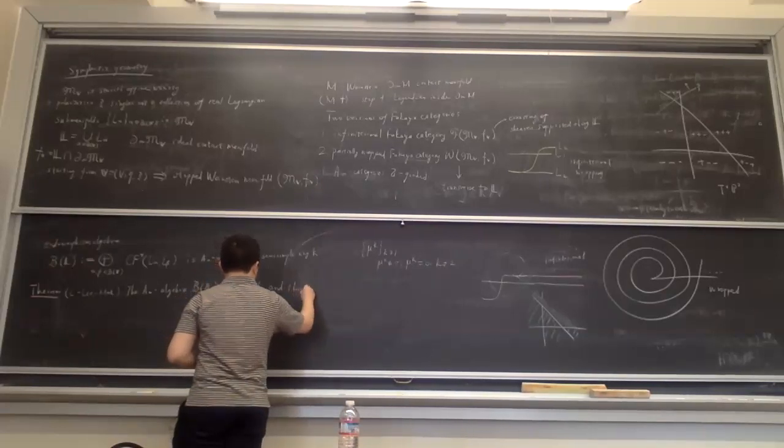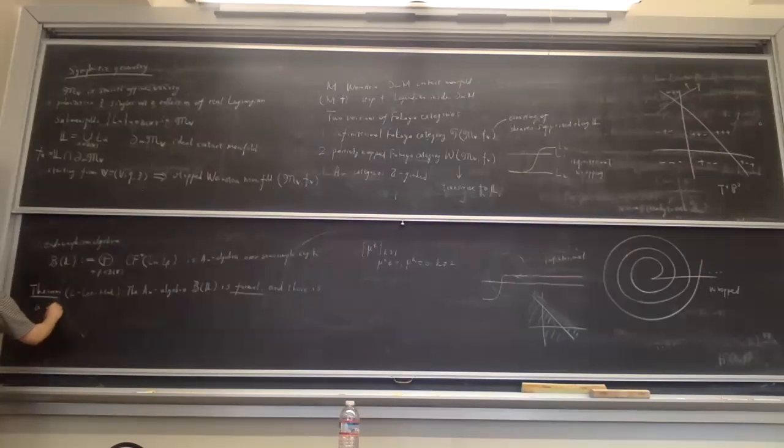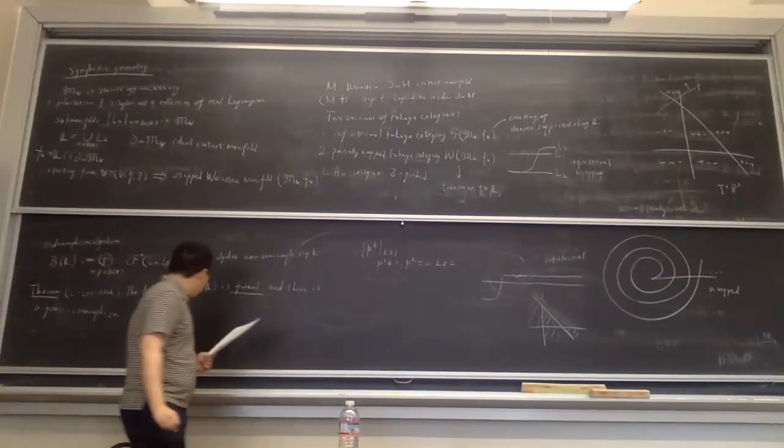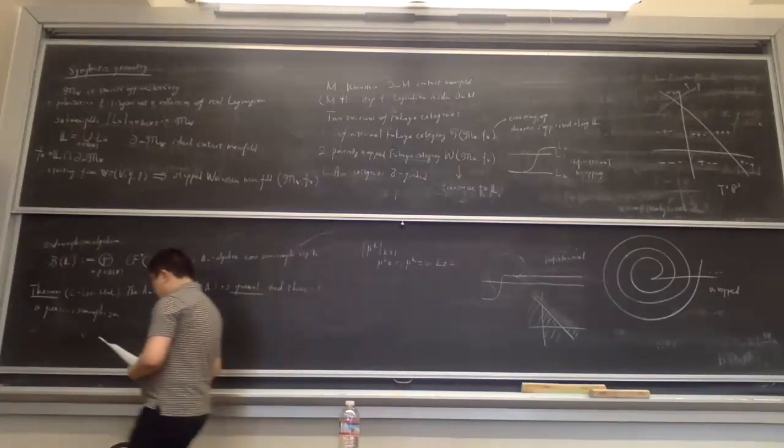And there is a quasi-isomorphism. Quasi-isomorphism means you have a map between A-infinity algebras, and it induces an isomorphism on the cohomology.